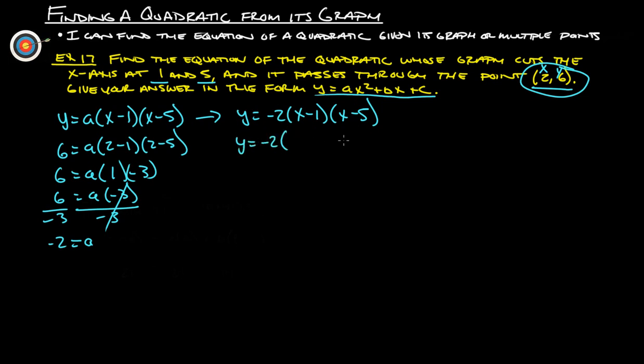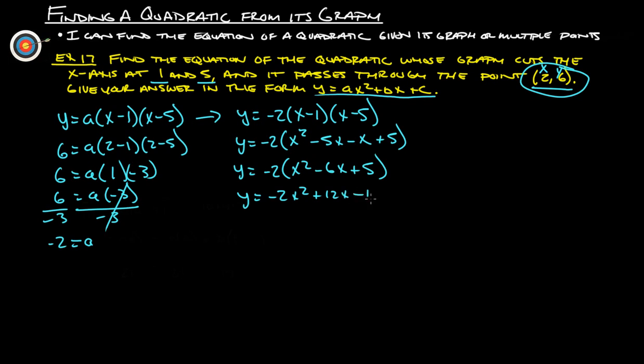So let's just leave the negative 2 on the outside first here. X times x is x squared. X times negative 5 is negative 5x. Negative 1 times x is negative x. And negative 1 times negative 5 is plus 5. So we get y equals negative 2 times x squared minus 6x plus 5. And now we can distribute the negative 2 through, and we get negative 2x squared plus 12x minus 10 would be the equation in this y equals ax squared plus bx plus c form.